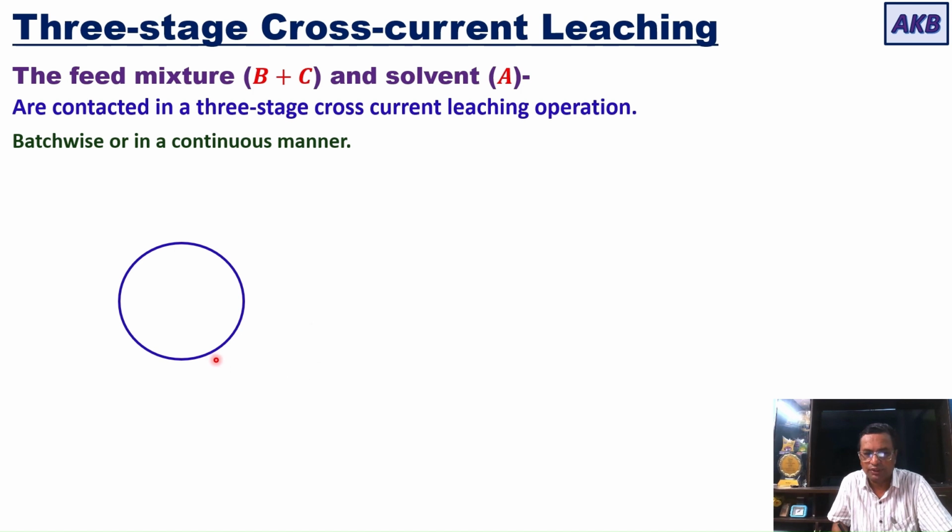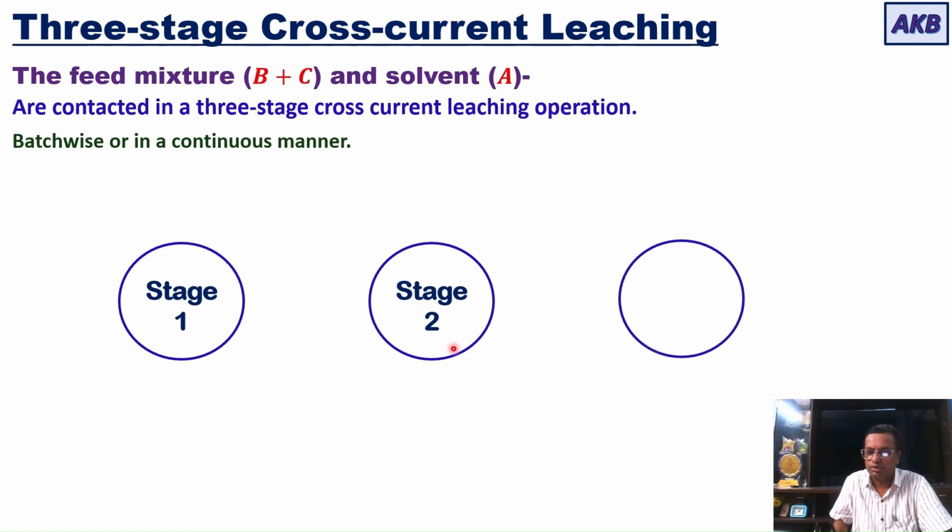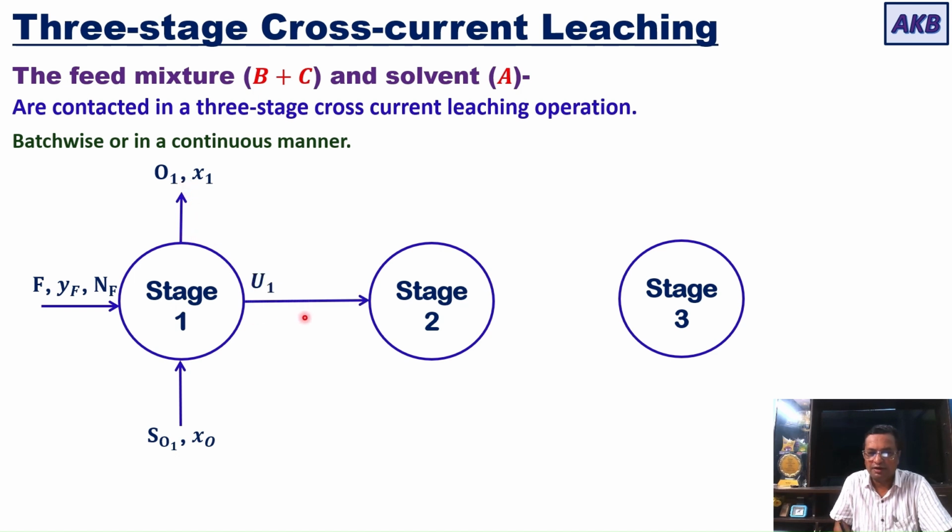The circle that I am drawing, each circle is going to represent one stage. You know that, I have discussed it in liquid extraction. So this circle represents stage 1. Circle number 2 represents stage 2. Circle number 3 represents stage number 3. Feed is admitted to stage number 1, and it will be described by these quantities. I'll shortly tell you what these are. So feed is admitted to stage 1 and then it is contacted with a fresh solvent stream. At the end of leaching in this stage, you'll be getting an overflow and you'll be getting an underflow.